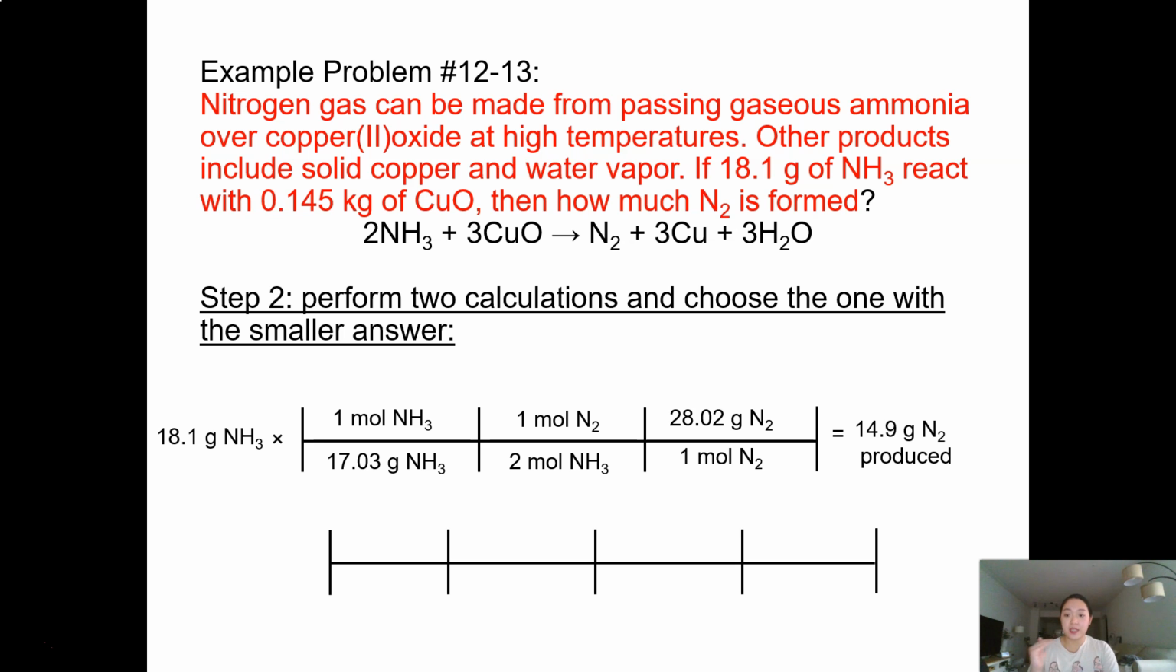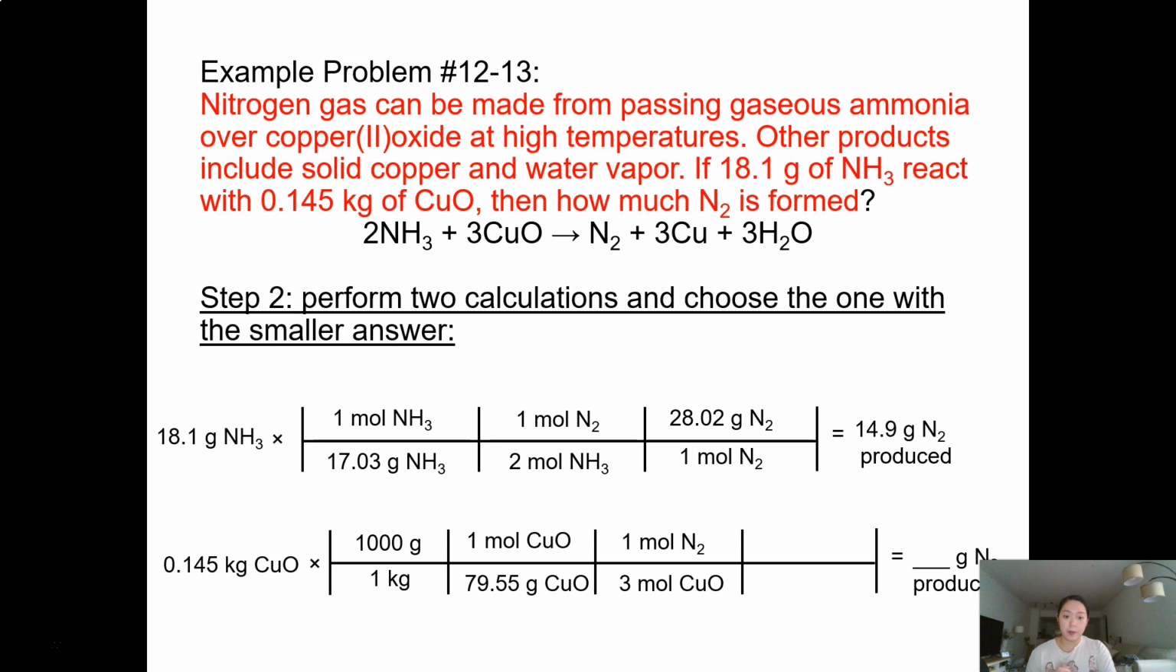So if I used up the entire 18.1 gram of ammonia, I get 14.9 gram of nitrogen gas produced at the end. Let's do our second calculation with copper oxide, where this calculation tells me if I were to use up the entire 0.145 kilogram of copper oxide, how much mass of nitrogen would I get at the end? And I'm doing the same thing with the stoichiometry. The only difference here is that I need to convert kilogram to gram, which is what I did just now. Then you can do the same thing where you convert from gram to mole using the molar mass, from mole of one reagent to another using the mole ratio, and then converting that back to gram by using the molar mass. And this is what I get.